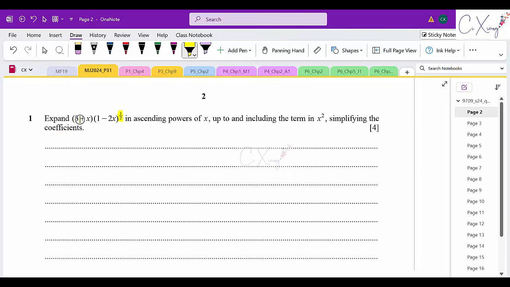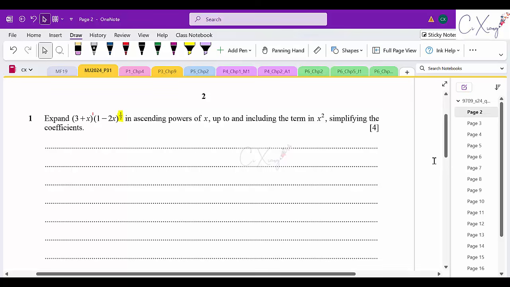For the first bracket, 3 plus x, there's nothing to do because it is power 1, so it is not needed for us to expand it. So we just expand the second bracket by using the formula first. Then after that, we expand the whole expression. Right, so let's start. I tried to copy over the formula that we have.